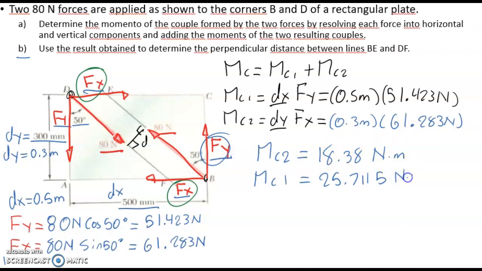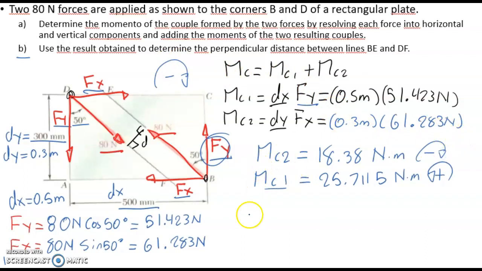Now, what are going to be the senses of these rotations? Remember what we said. If we're working with vertical forces, if the force on the right is going up and the force on the left is going down, we'll create a rotation that goes counterclockwise. That means positive moment. Now, if we work with a set of horizontal forces, and the force in the upper section goes to the right and the force in the lower section goes to the left, we're going to have a rotation that goes clockwise. That means negative. So we'll have a moment of couple 2 of minus 18.38 and a moment of couple 1 of plus 25.7115, positive.